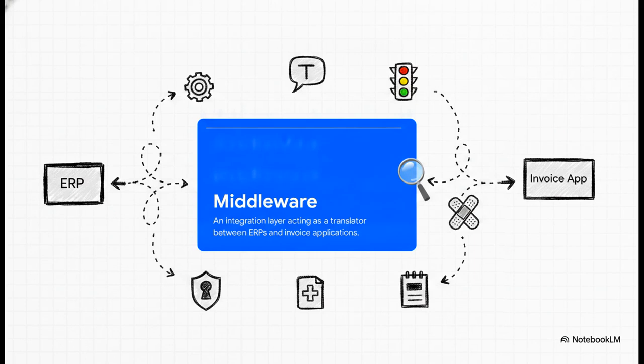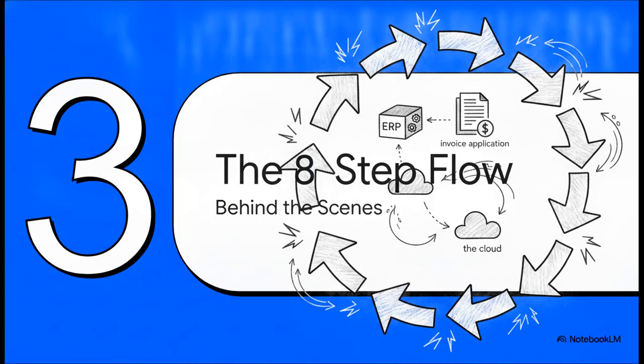But here's the secret. Large companies rarely, if ever, connect their ERP directly to the invoice application. It's just too messy. Instead, they use middleware. Middleware is this crucial integration layer. Think of tools like MuleSoft, Zapier, Apache Kafka, or Azure Logic Apps. This layer basically acts as the ultimate translator and traffic cop. It sits right in the middle, handling data validation, system authentication, logging, and error handling. It essentially keeps your heavy ERP from getting bogged down and makes sure the invoice app only ever receives perfectly formatted data. Which brings us to Section 3, the 8-step flow.